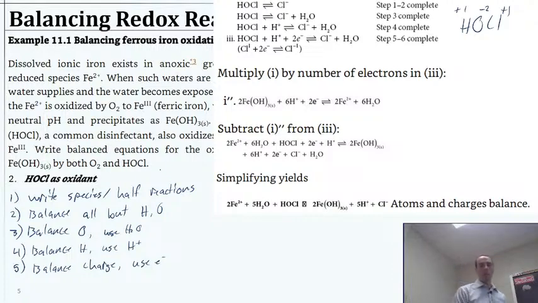We end up simplifying to 2 Fe2+ plus 5 waters plus HOCl in equilibrium with FeOH3 solid plus 5 H+ and 1 chloride. Okay, great. All right, any questions on that?